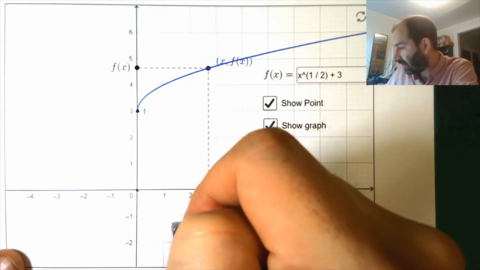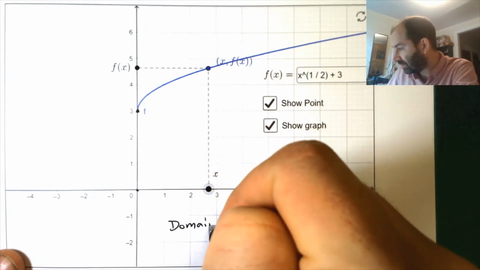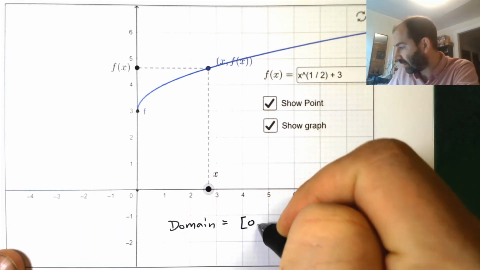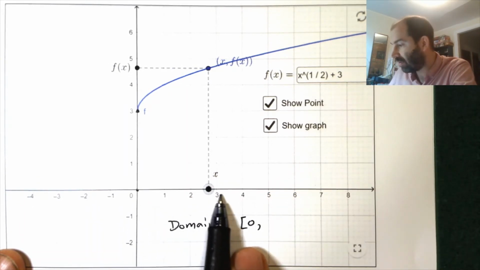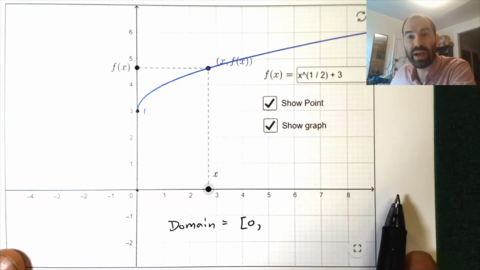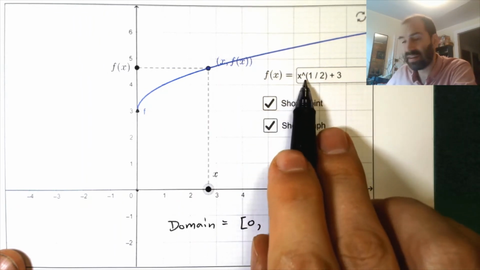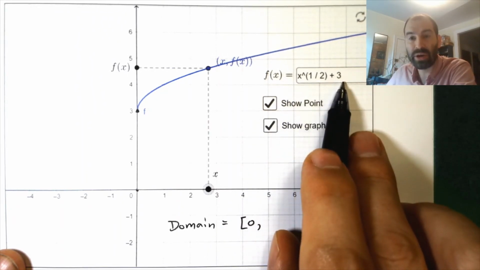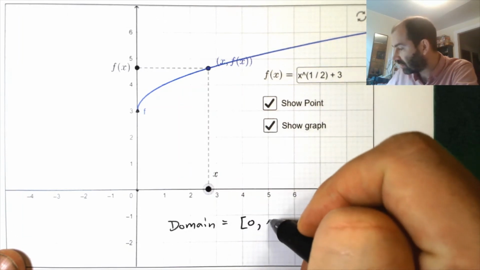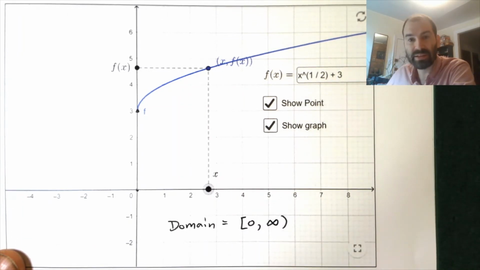So I know that the domain starts at 0. And how far does it go? It goes forever. Every single value of x to the right of 0, I can take the square root of that and add 3. So it goes to infinity, like this.